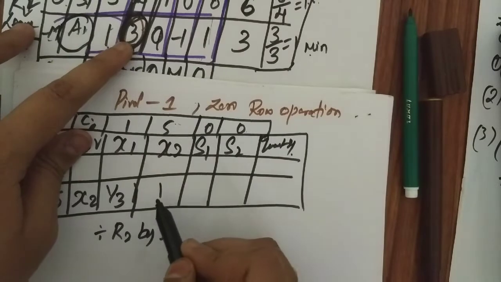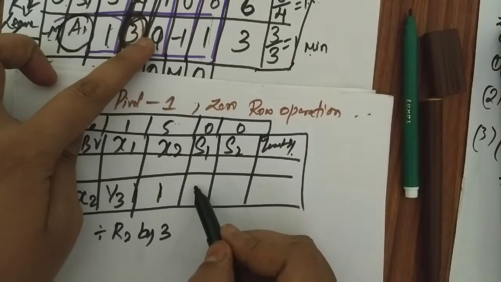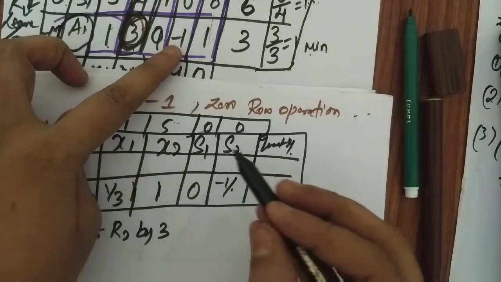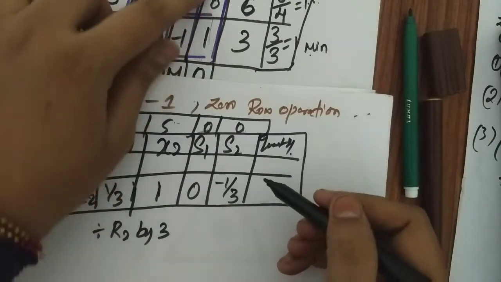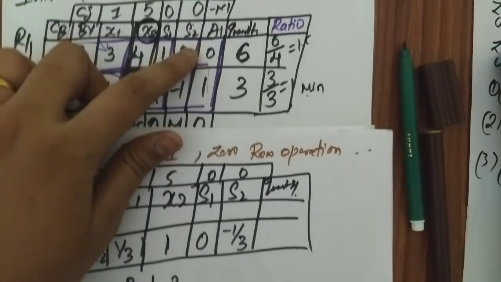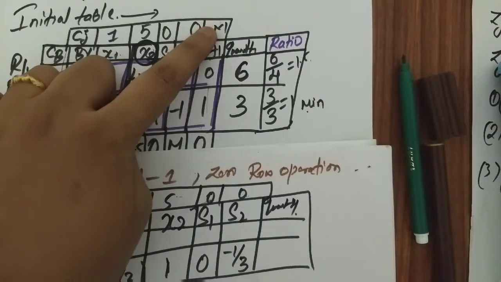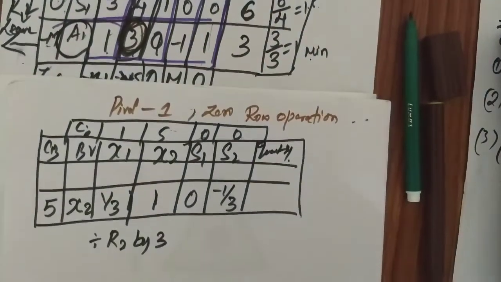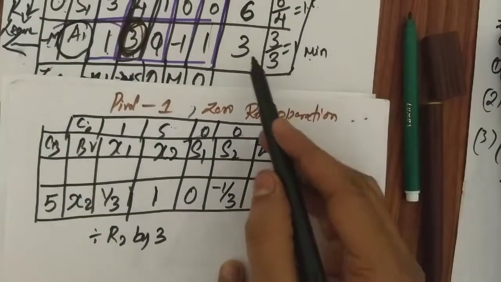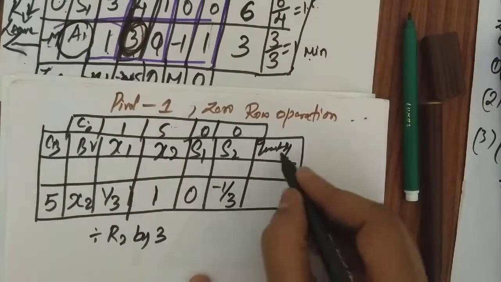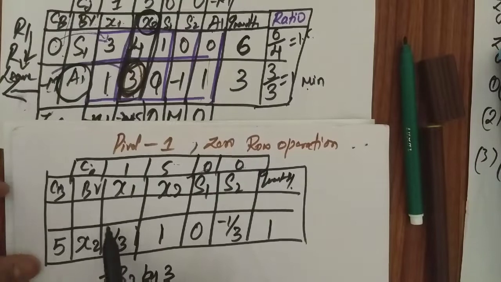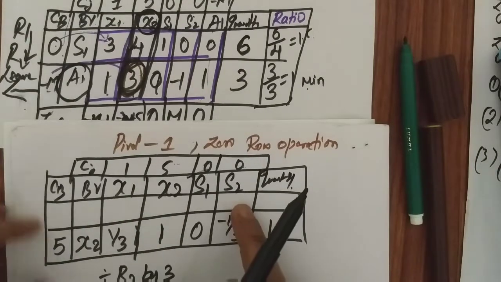When I divide it by 3, it is 1 by 3. 3 by 3, it is 1. 0 by 3, 0. Minus 1 divided by 3, minus 1 by 3. You can see I have skipped this A1 cell because it has left the initial table, so you don't have to write it in the next table. Similarly, 3 by 3, the quotient is also 1. Now let's come to the next row.